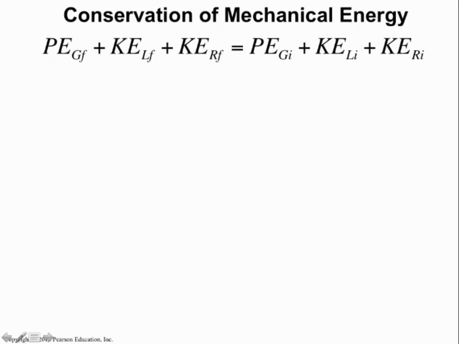Conservation of mechanical energy. As you remember from chapter 6, we had this equation as just PE plus KE equals PE plus KE. Now that we're taking into account the rotational kinetic energy, we have to modify that equation a little bit. So PEGF, that is the gravitational potential energy at the final, plus KELF, linear kinetic energy, final, plus KERF, rotational kinetic energy, final, equals PEGI plus KELI plus KERI.